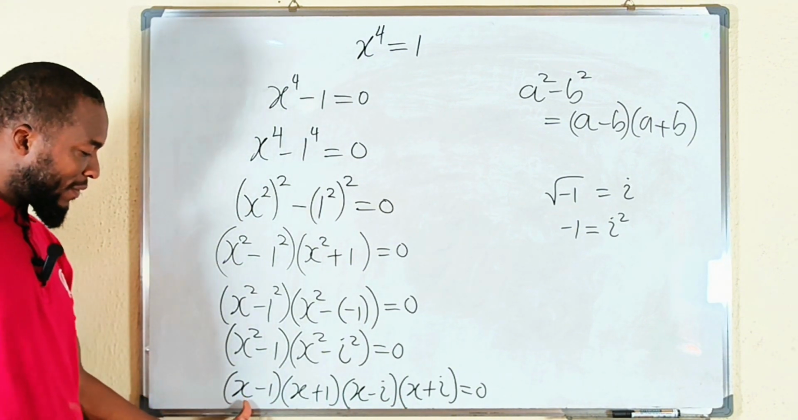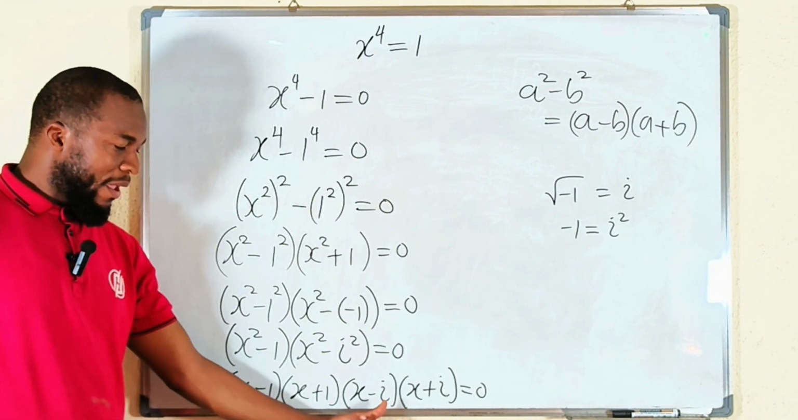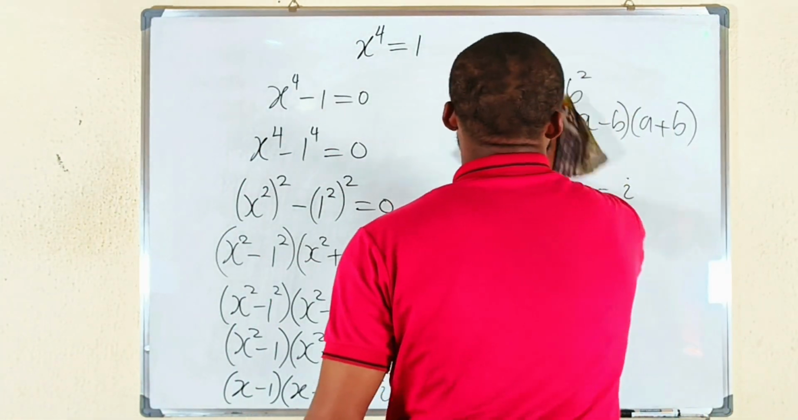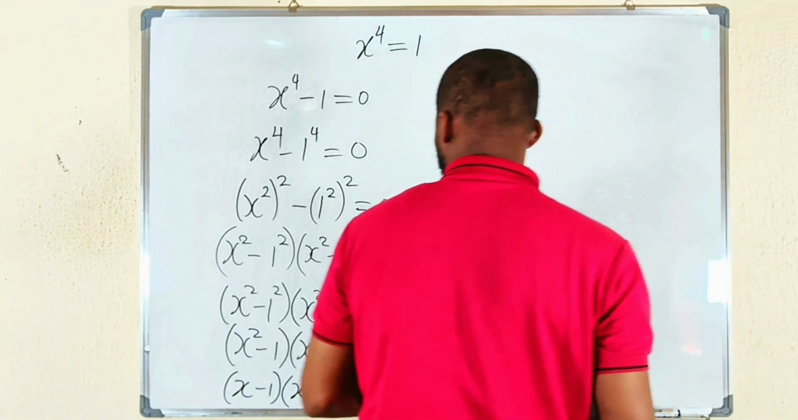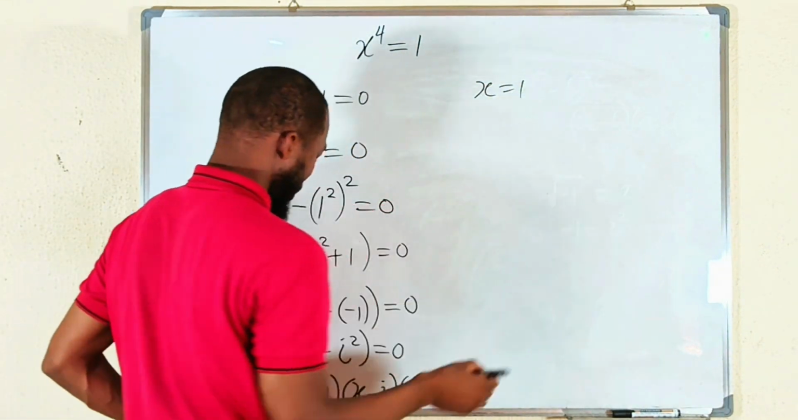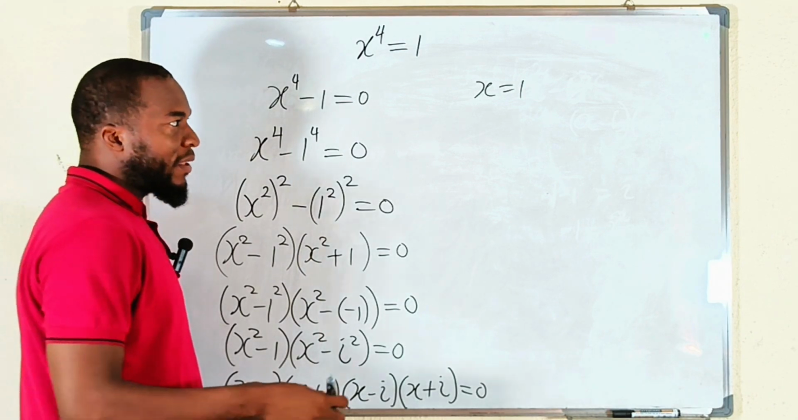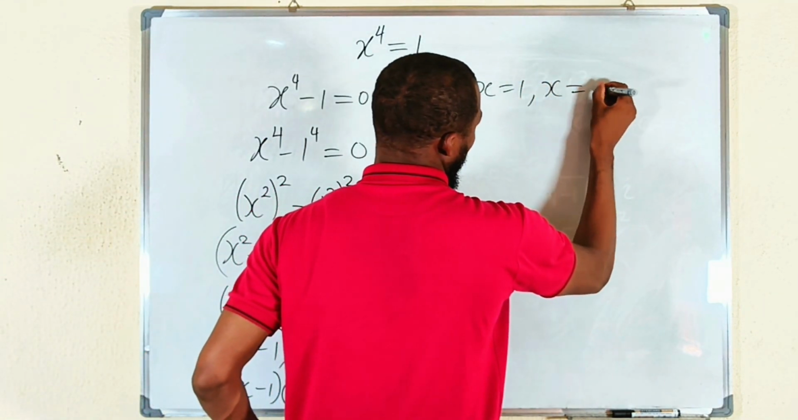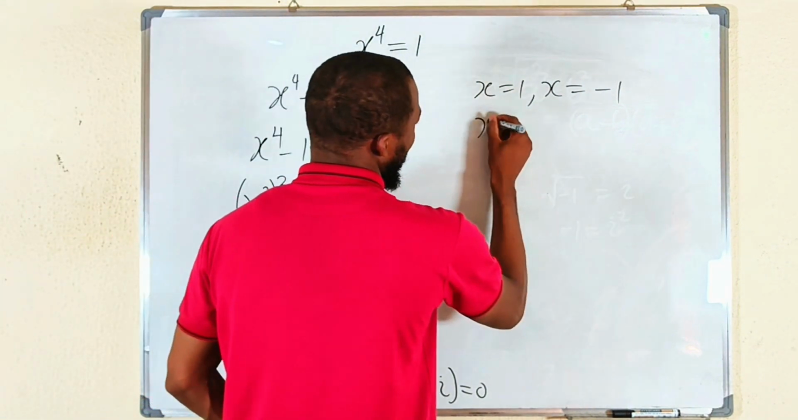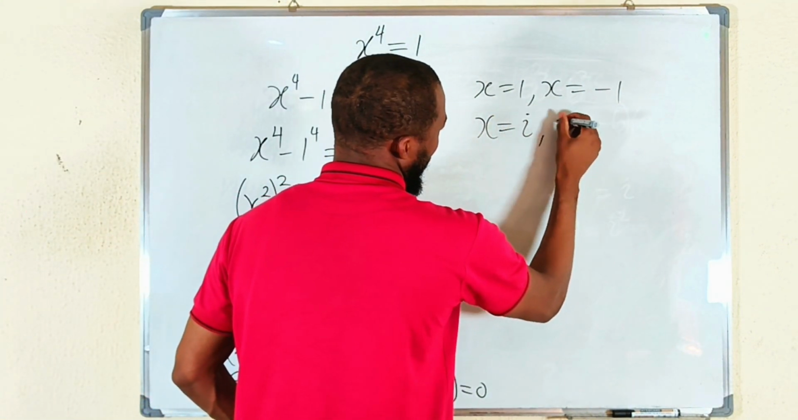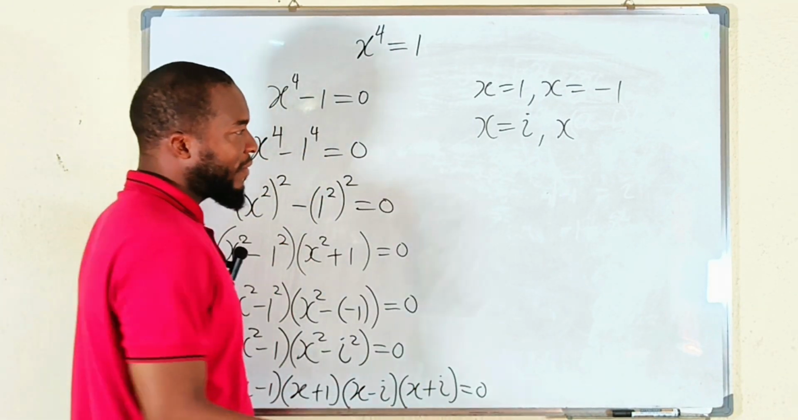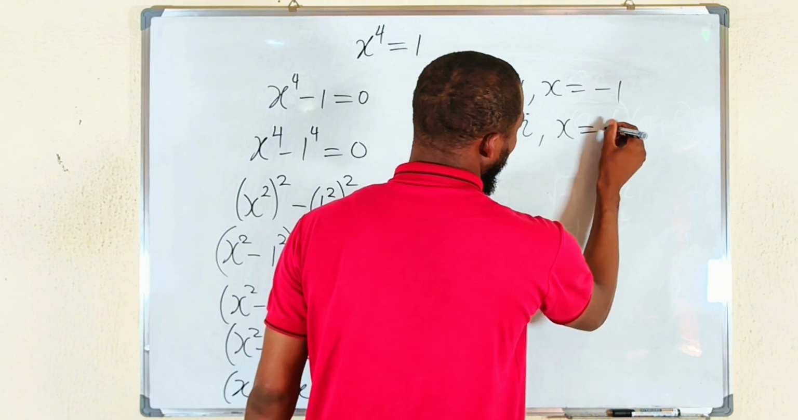So you can say that x is plus or minus 1 here, x is plus or minus I here, but it depends. Well, let me just split them. For the first factor, if this is 0, it is only 0 if x is equal to 1. This is 0 only if x is negative 1. This is 0 only if x is I. And lastly, this is equal to 0 if and only if x is negative I.